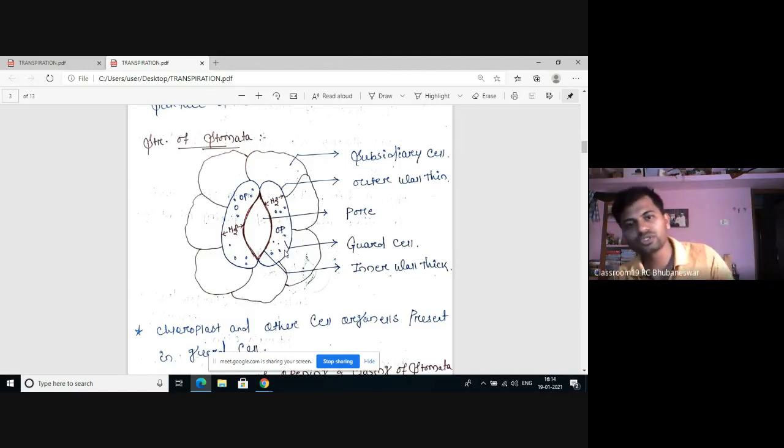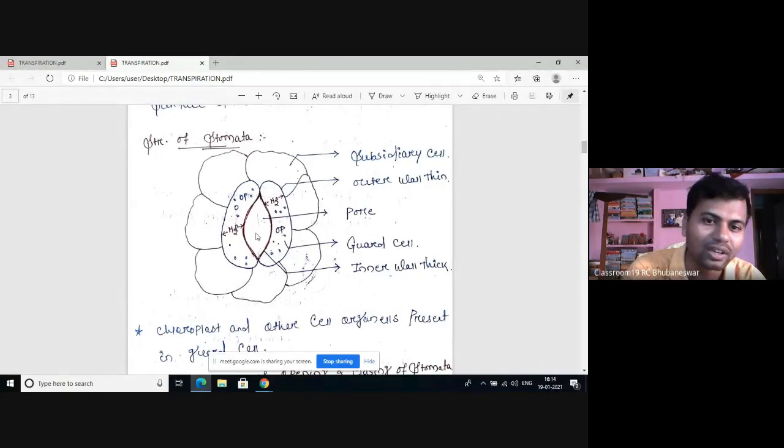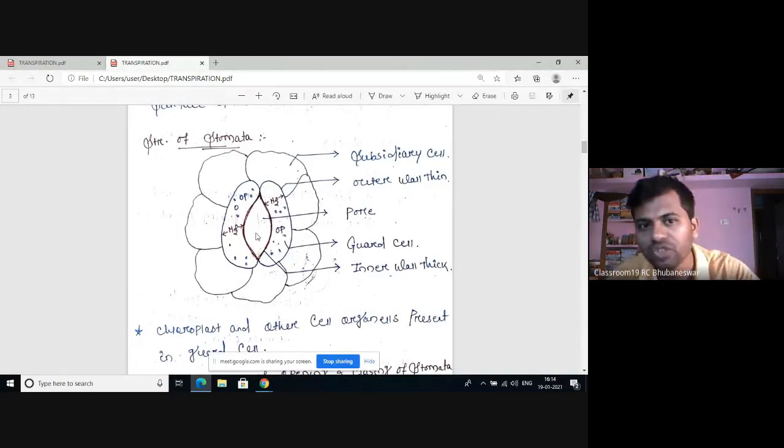Next we discuss when transpiration occurs through stomata. When the stomatal pore is open, transpiration occurs. When the stomatal pore is closed, there is no transpiration. So here a question arises: when do stomata open? Suppose you consider this a closed stomata, and here in this figure we have drawn the open stomata.